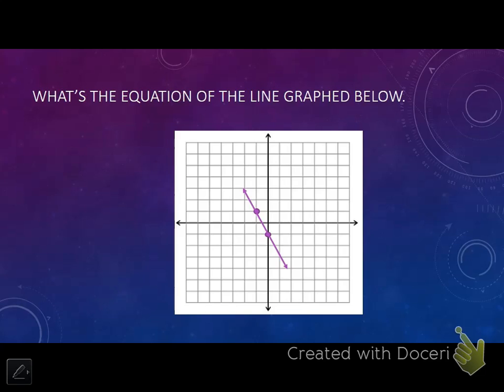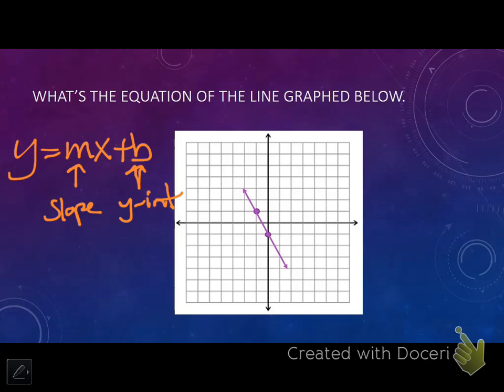Okay, what's the equation of the line from the graph below? Well, an equation of a line is y equals mx plus b. Okay, so m is my slope, b is my y-intercept. Okay, so my y-intercept is negative 1, so we can fill that in.